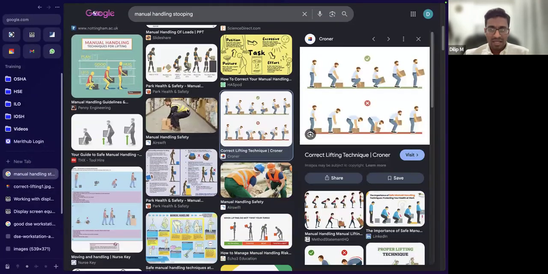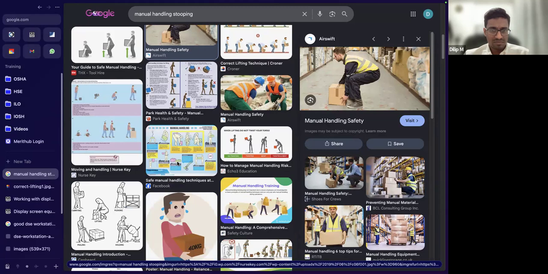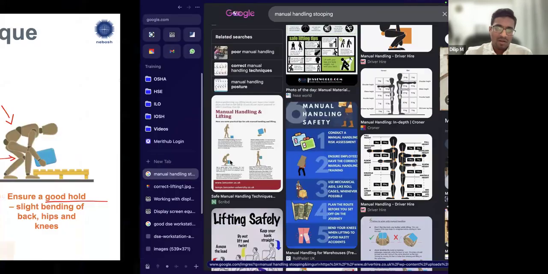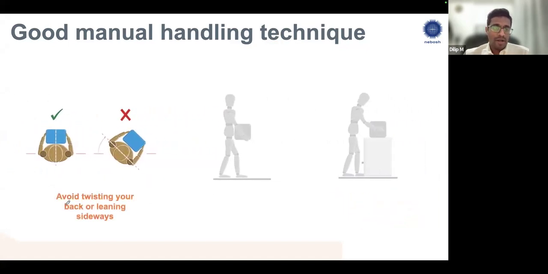Again, you could clearly see how the person has positioned the leg, the knees and leg is bent and the back is straight. So now you ensure a good hold, slight bending of the back, hips and knees. Then avoid twisting your back or leaning sideways.